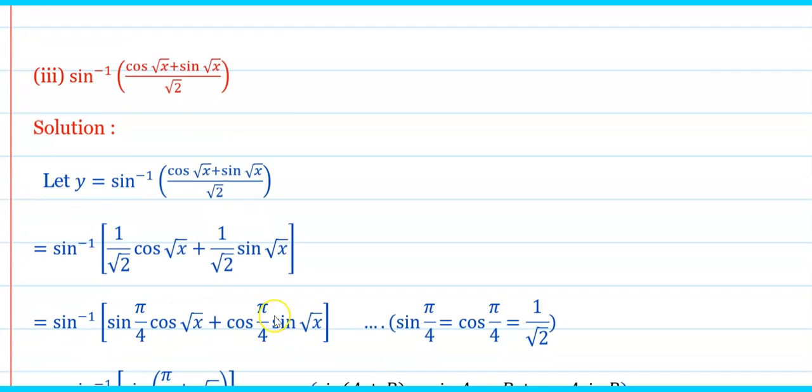Okay, now the next problem. y is equals to sin inverse of cos of root x plus sin of root x upon root 2. Okay, now see, we separated this root 2: 1 upon root 2 cos of root x plus, dividing this also by root 2, 1 upon root 2 sin of root x.